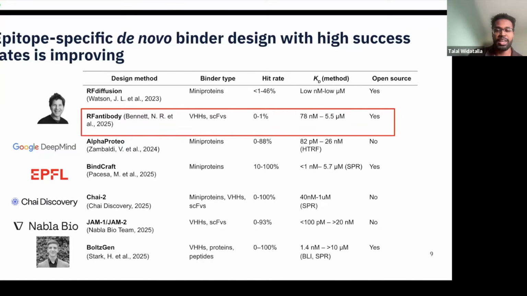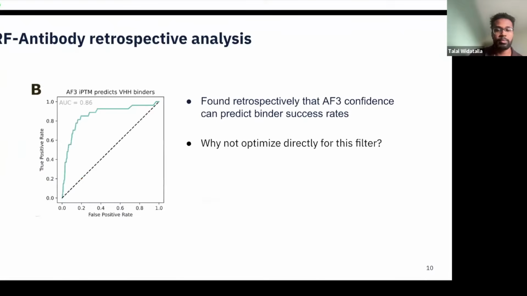And as I mentioned, at the time of this work, Chai 2, Jam 2, and Boltzgen either hadn't come out or were still coming out, and really the only model that had done de novo antibody design was RFantibody. However, if you compare it to RFdiffusion, AlphaProteo, and Minecraft, the success rates were still very, very low.